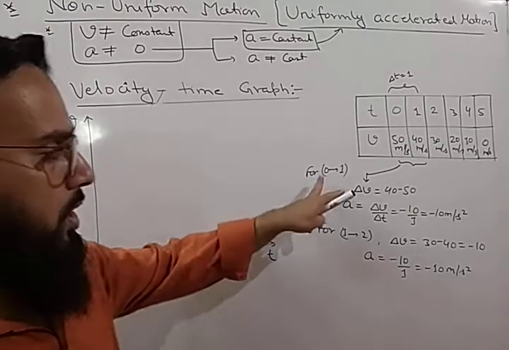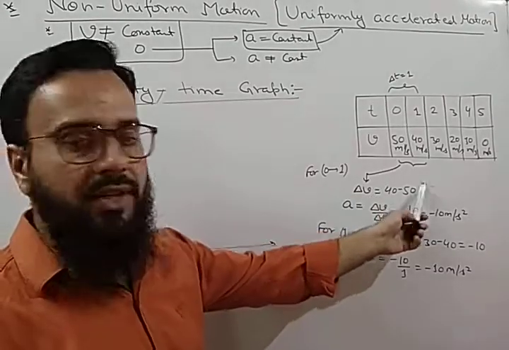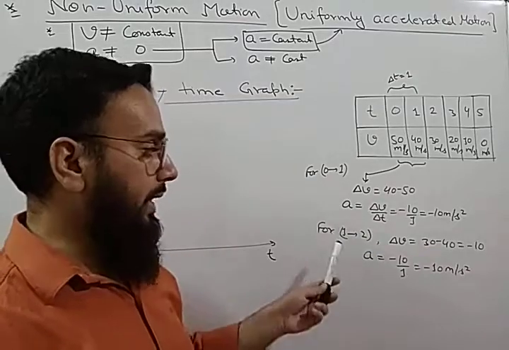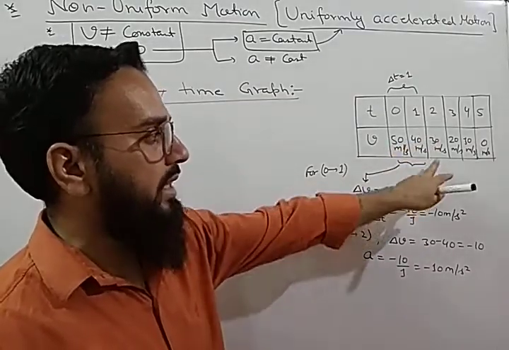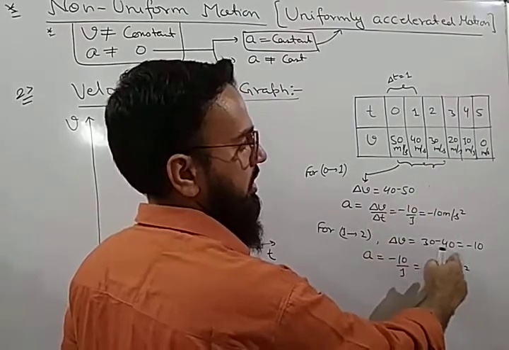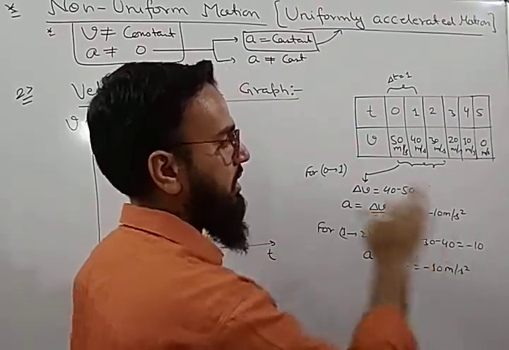So for 0 to 1, delta v is 40 minus 50, which is minus 10, so the value of acceleration is minus 10 meter per second square. Again, for 1 to 2, delta v will be, this is final, this is initial, so delta v will be 30 minus 40, which is minus 10, and acceleration will be minus 10 again.